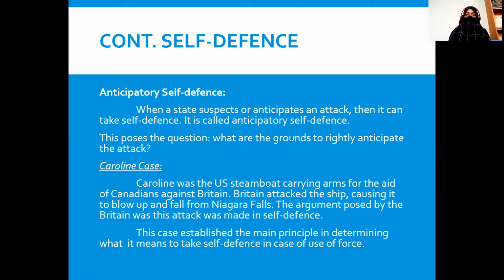In the Caroline case, what happened was that there was a US steamboat named Caroline, which was carrying arms for the aid of Canadians against Britain. So Canadians and Britons were having a war, and the US was aiding Canadians in that armed conflict. Britain attacked that ship, causing it to blow up, and eventually it fell into the Niagara Falls. Now, the argument posed by Britain was that they attacked the ship in response, as self-defense.